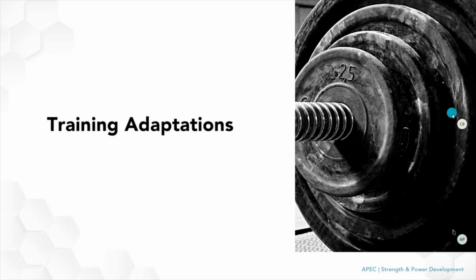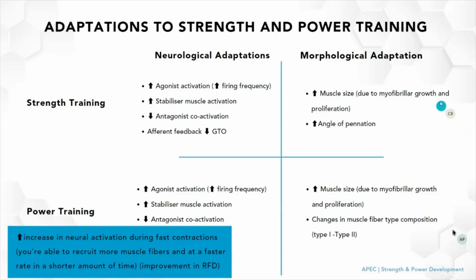So then moving on to some of the training adaptations that occur with strength and power training. Once again, we're always thinking about what affects strength and power expression and then how these are changed. On the left here, I have it broken down into strength and power training, and across the top we can see I have it broken down into neurological and morphological adaptations.